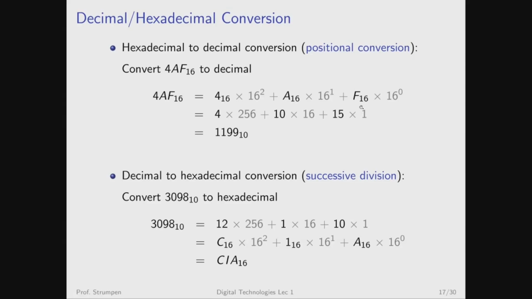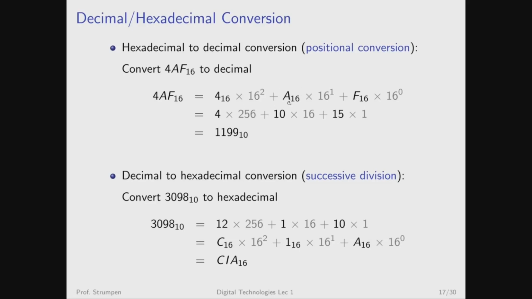F is associated with position 0, so F has weight 16 to the power of 0. A, the next to the left, is associated with position 1, means weight 16 to the power of 1, and 4 with position 2, 16 to the power of 2. Right? We can calculate that. 16 to the power of 0, like anything to the power of 0, is 1. 16 to the power of 1 is just 16, and 16 to the power of 2, 16 times 16, is 256. Right?